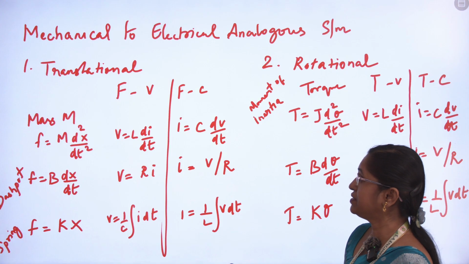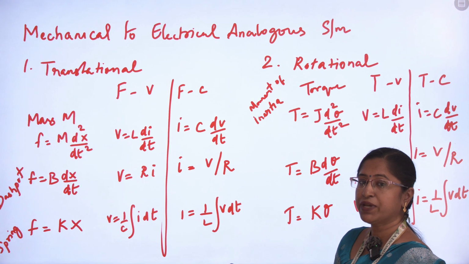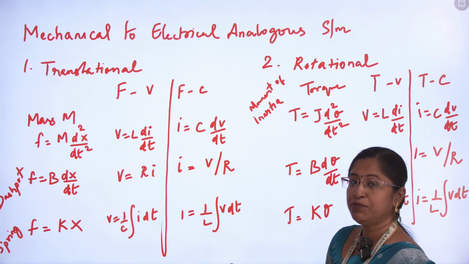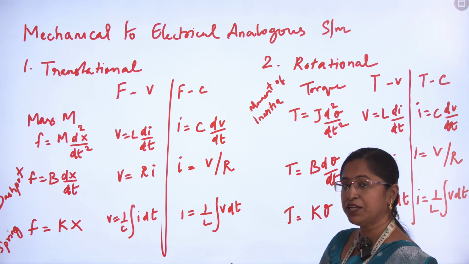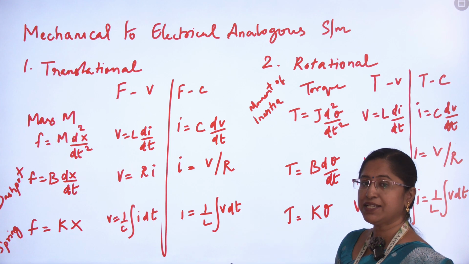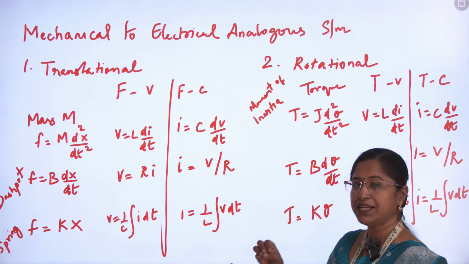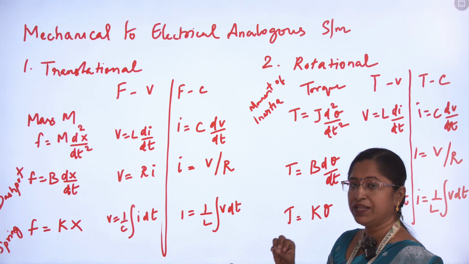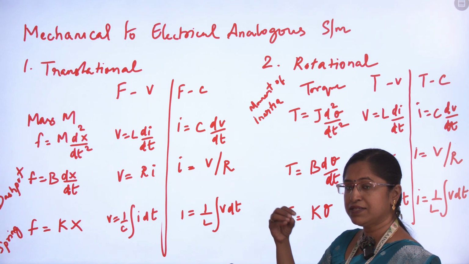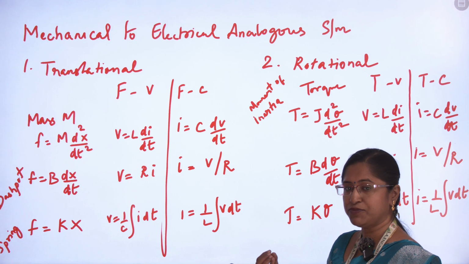So let us see what this mechanical to electrical analogy is. If you take a mechanical system, we will consider force as the input. In mechanical systems, we take two types: one is translational, the other one is rotational. In case of a translational system, the input is force, which is a linear force. When the input is given as force, the system will have a mass, which is subject to the force.